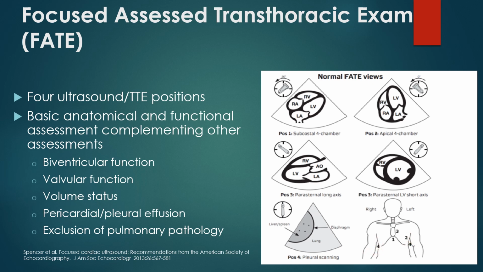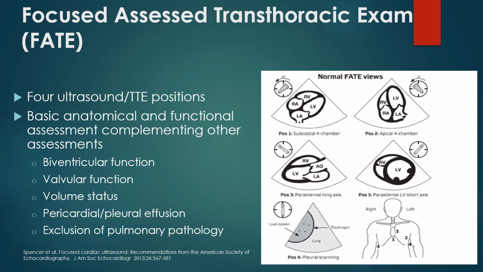So through these different positions and assessments, you can assess biventricular function. You can look at both the left and right ventricle in the parasternal short, often the parasternal long axis, but certainly the subcostal four-chamber. You look at valve function, where you're looking at things such as the mitral and tricuspid and aortic valve.